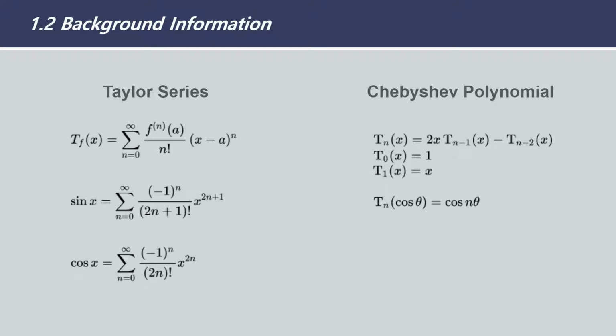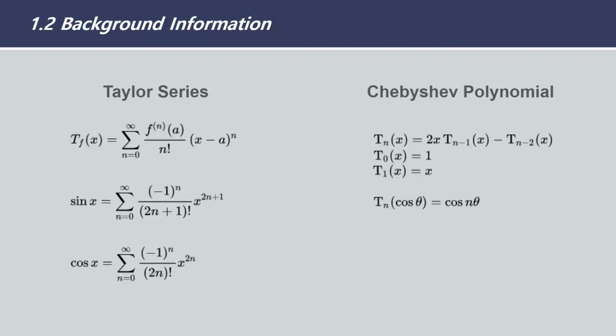From now on, I'm going to explain background information which is essential to understand our research. There are two main concepts. The first one is the Taylor series. Taylor series is a way of representing any function f with a polynomial with infinite terms. It is defined as shown. Generally, Taylor series of f is the sum of nth derivative of f at a over n factorial times x minus a to the n for all natural numbers n.